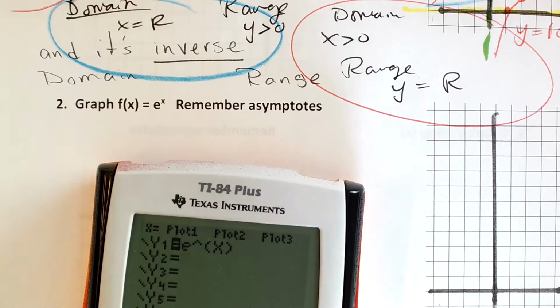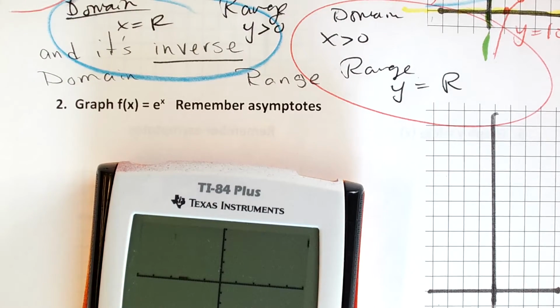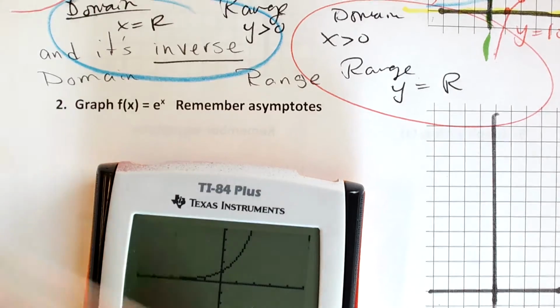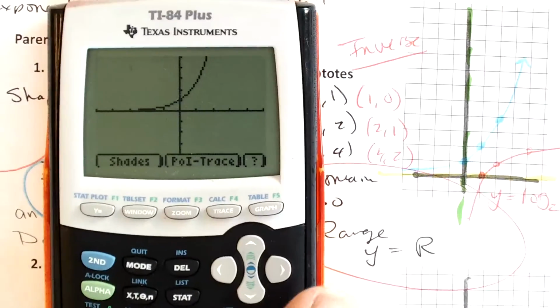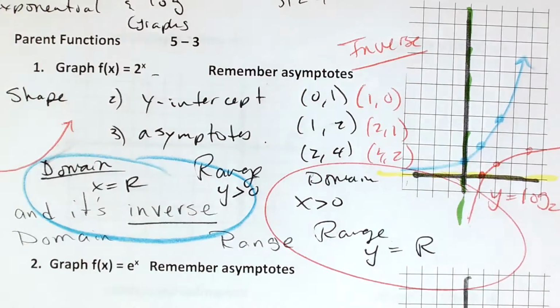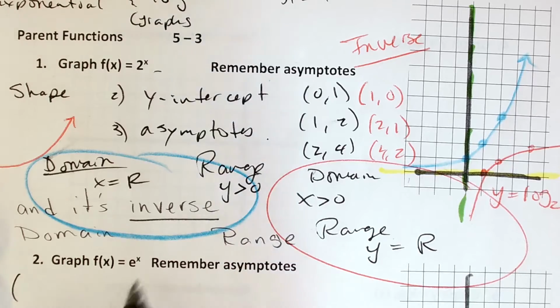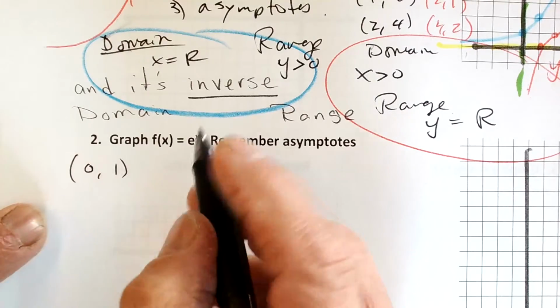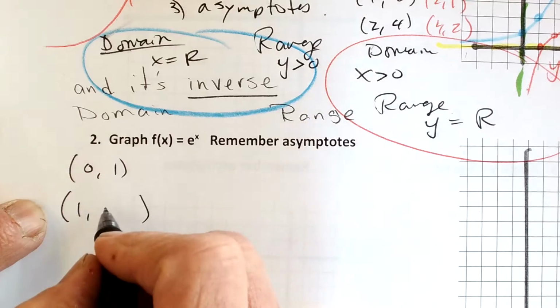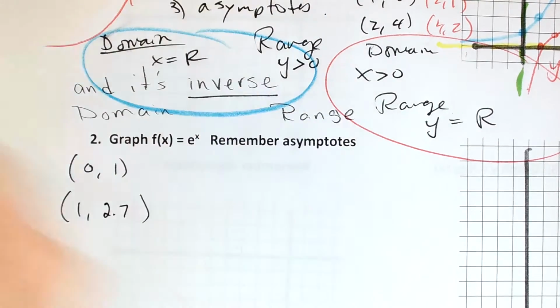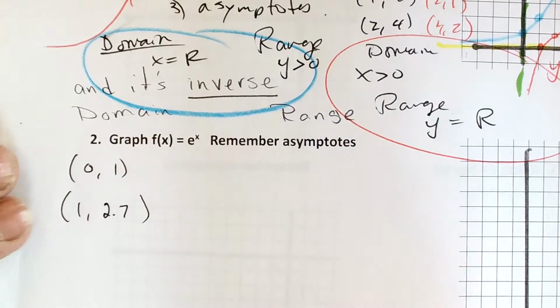So it's pretty similar. If you graph it, it's pretty darn similar to what we just had. Okay, what's the difference? The only difference is it's a little bit steeper. So if I wanted a couple of points, I could. I know for sure if I plug in 0, I do get 1, because anything to the 0 power is 1. If I plug in 1, I'll get e. Now, e is about 2.7, right? We've said e is about 2.71.